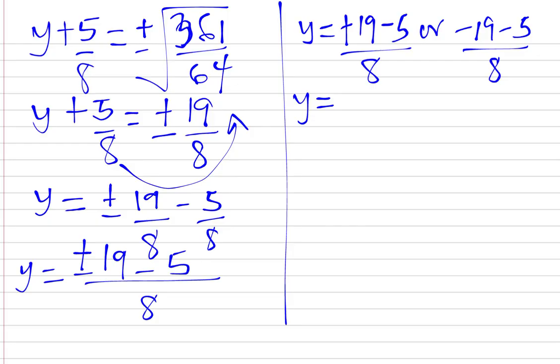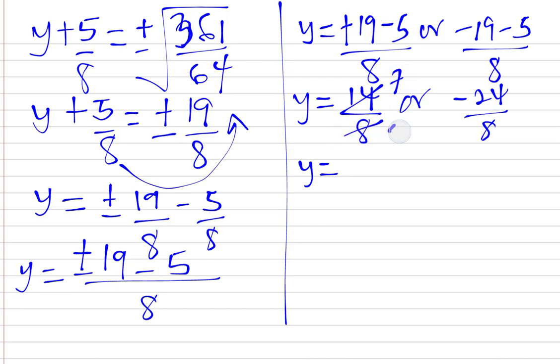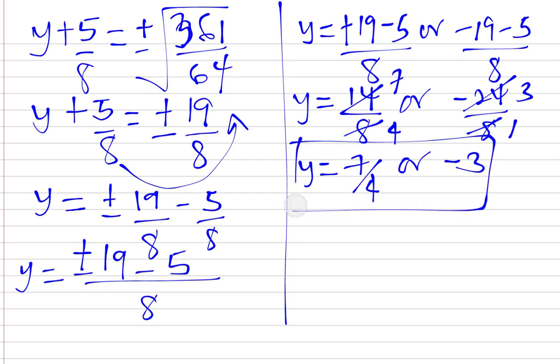That's just 19 minus 5, and that will give us 14 over what? Over 8, or minus 19 minus 5, that will give us minus 24 over what? Over 8, and that means our answer here will be what? Y equals to 2 here 7, 2 here 4. So this is 7 over 4, or minus 8 here 1, 8 here 3, or minus 3. So this is our final answer for this question.